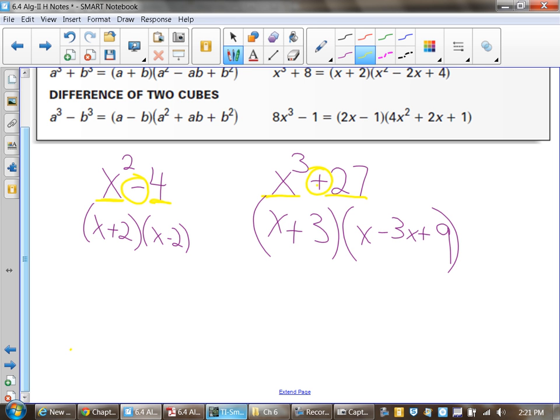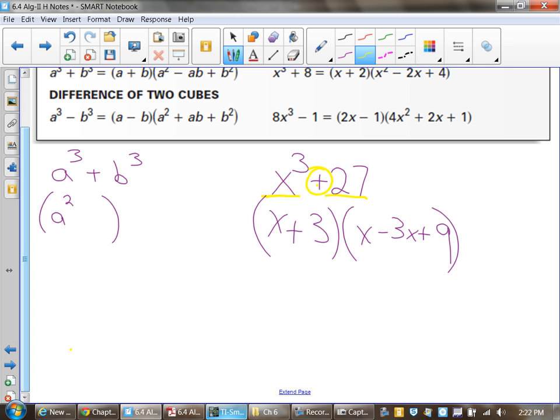Okay. So the pattern that works for sums or differences of cubes follows the same idea here. If it's an a cube and a b cube, your pattern is always going to be a squared plus b squared. Oh, excuse me, I'm ahead of myself here. a plus b, a squared minus ab plus b squared.